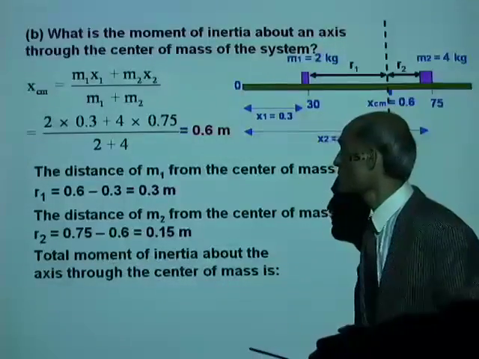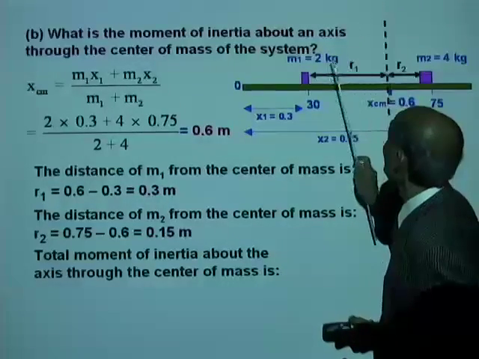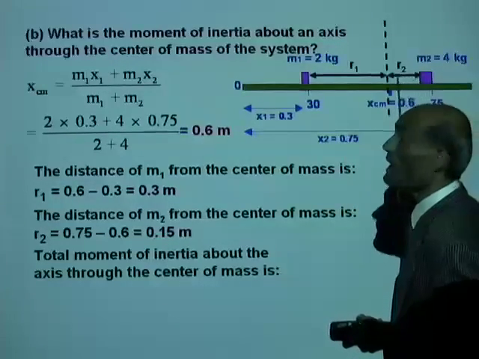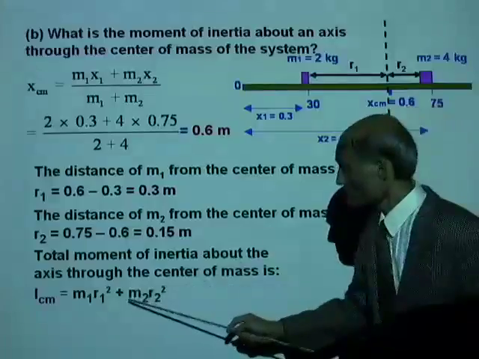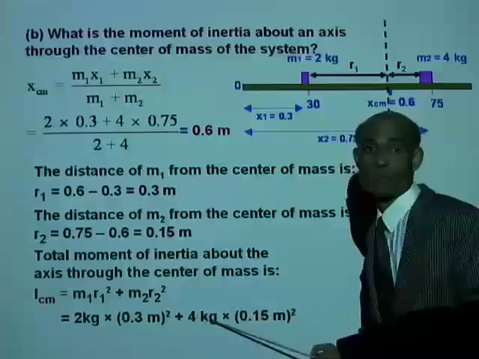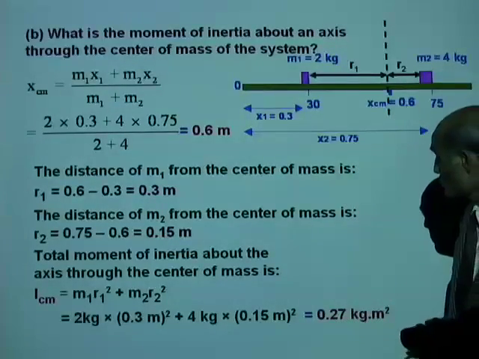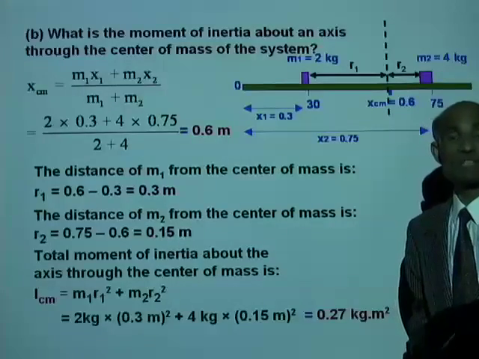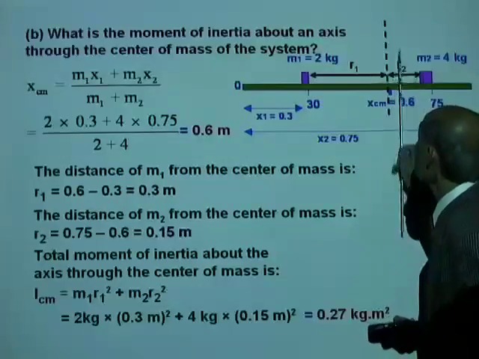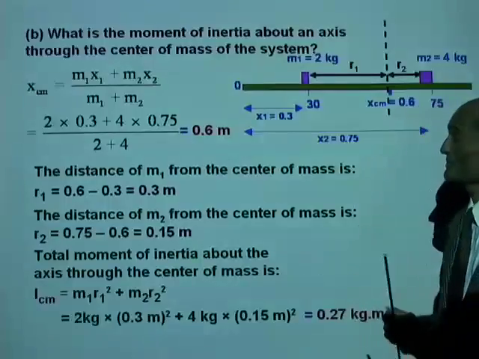Alright, the total moment of inertia about the axis that passes through the center of mass is m1 r1 squared plus m2 r2 squared. And we know those values: 2 times 0.3 squared plus 4 times 0.5 squared. That is 0.27 kilogram meter squared. That is the moment of inertia of these two objects about an axis passing through their center of mass.